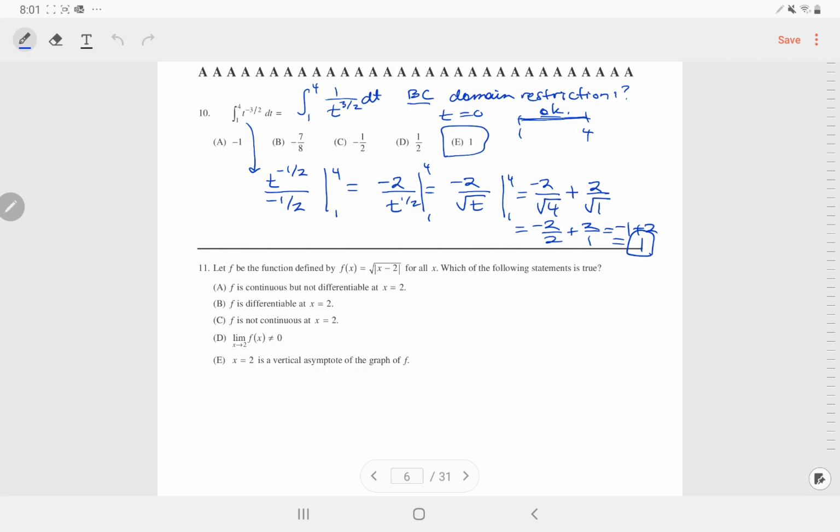Okay, we're going to start this video at number 11. So number 11, 88%. Okay, let the function be defined. Which of the following statements is true? Continuous, differentiable, interesting. It's not piecewise, so it kind of makes you uncomfortable.